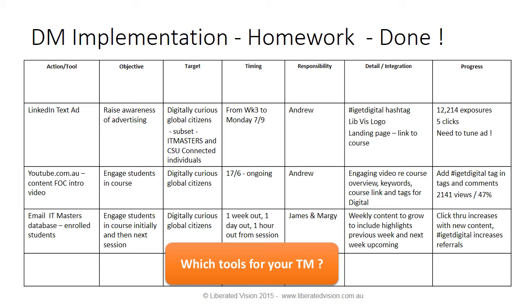So the first one, just going across the page to explain it, was a LinkedIn text-based ad. In this case, it was actually done as a demonstration for the class to raise the awareness of the power of advertising, and we launched it out to a particularly tight audience of digitally curious global citizens, and we had people in the group from around the world. But using the targeting tool within LinkedIn, we cut it back to people who had to have a relationship with IT Masters or CSU. So within that, they had to have used a Charles Sturt University website more than likely, or part of a Charles Sturt University group, which there were numbers of them, or an IT Masters group.